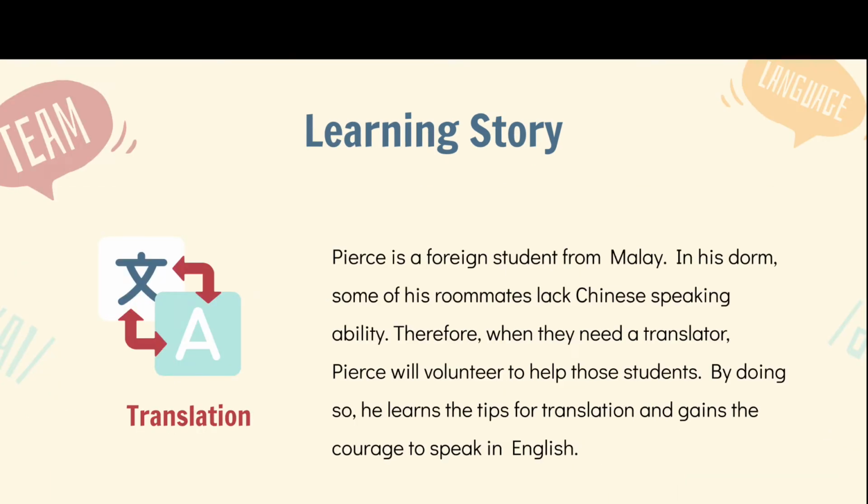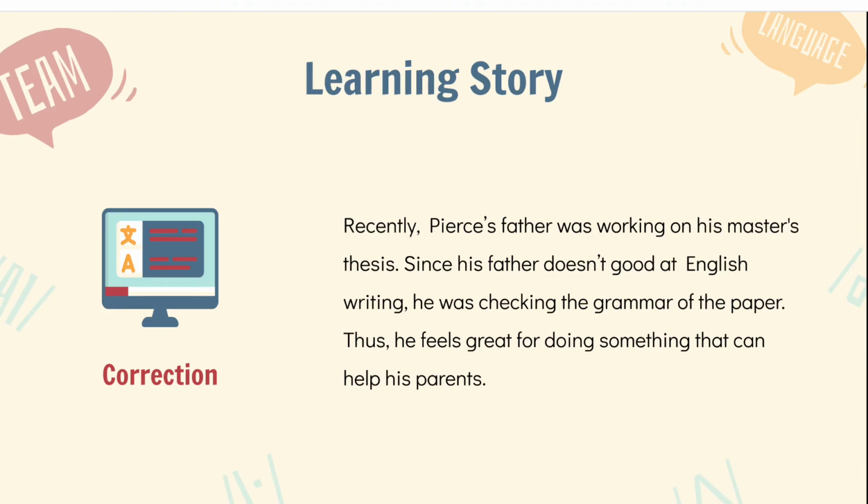Pierce is a foreign student from Malaysia, and in his dorm, some of his roommates lack Chinese speaking ability. Therefore, when they need a translator, Pierce volunteers to help those students. By doing so, he learns tips for translation and gains the courage to speak in English. The next story is about correction. Recently, Pierce's father was working on his master's thesis, and since his father isn't good at English writing, Pierce was checking the grammar of the paper for him. Thus, he feels great doing something that can help his parents.